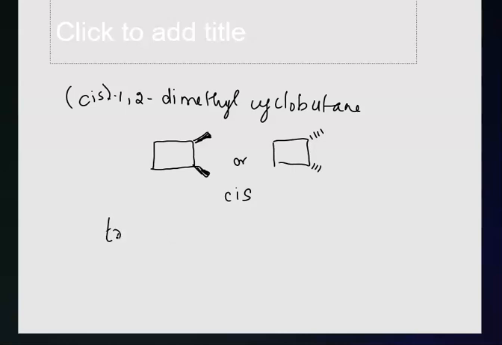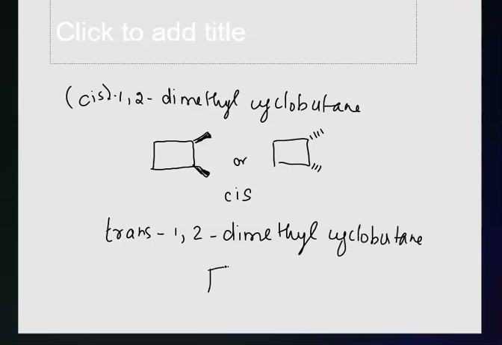If it is asked for a trans-1,2-dimethyl cyclobutane, then you will draw a cyclobutane first and then put one of the methyl groups up and the other down, which could be interchanged, like this one could be down and this one could be up, but that will represent a trans-1,2-dimethyl cyclobutane.